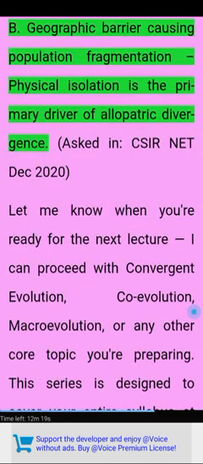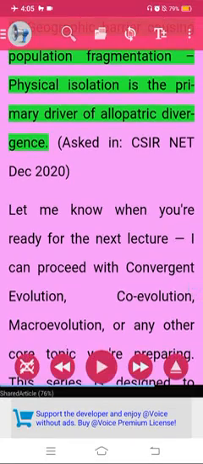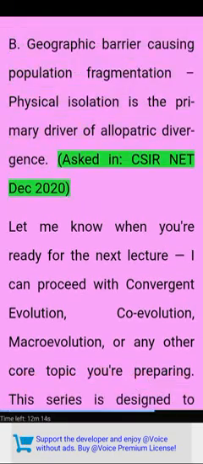Answer: B. Geographic barrier causing population fragmentation. Physical isolation is the primary driver of allopatric divergence. Asked in CSIR NET December 2020.